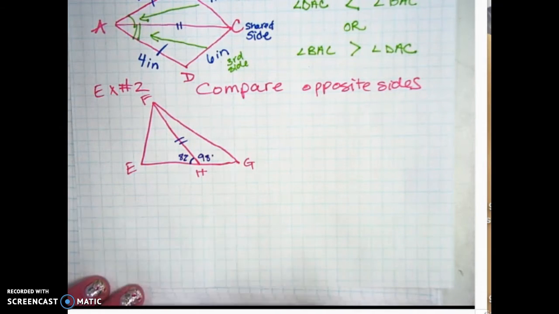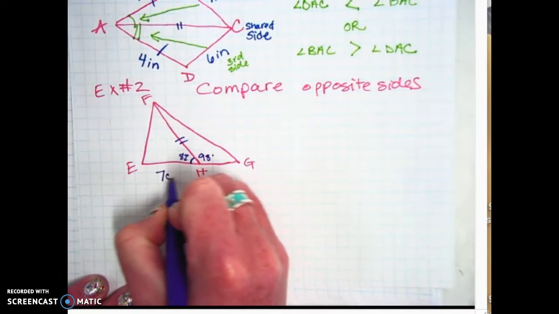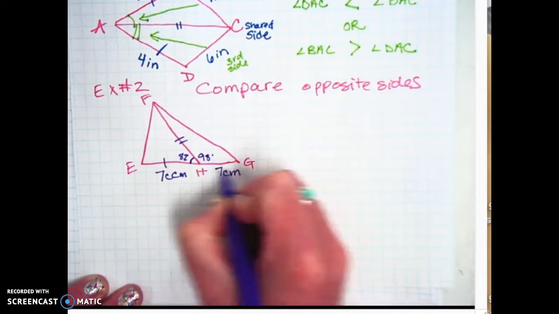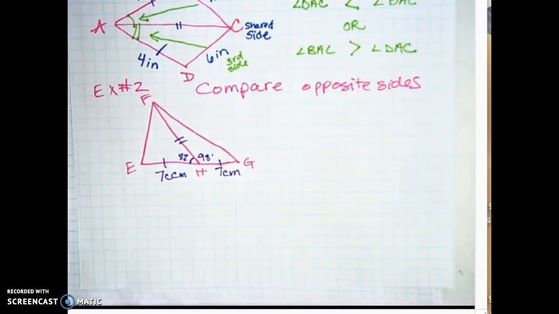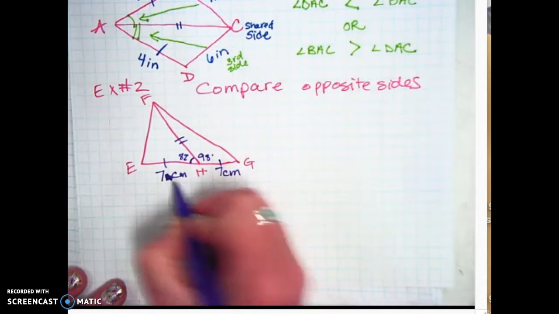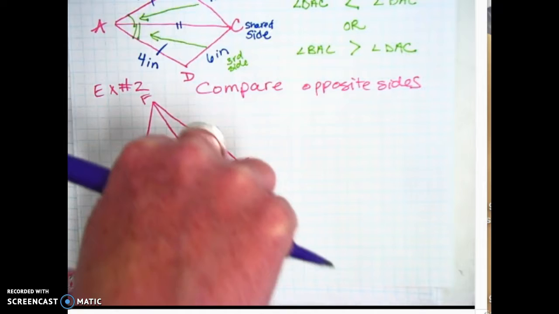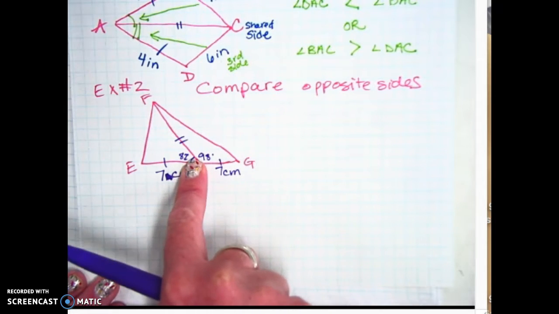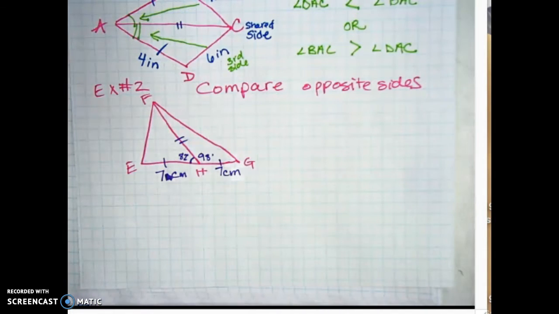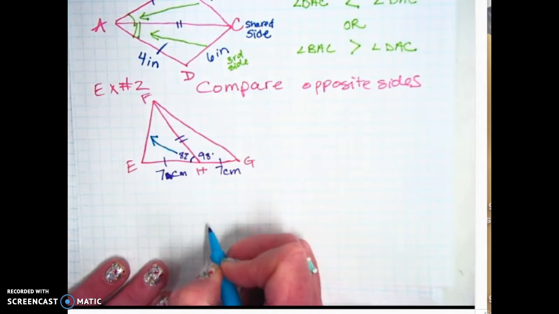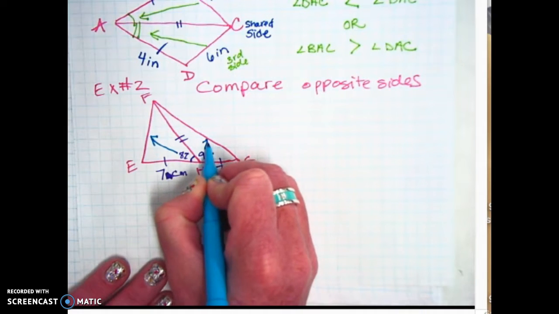Okay, and we need to know, this side right here is 7 centimeters, and this side right here is 7 centimeters as well, so we're going to get some congruent sides. I wrote 2 C's, just one per centimeter, okay? So we have these 2 sides congruent to these 2 sides. We have the included angles, so we need to compare the opposite sides. So opposite the 82 degrees would be this side, and opposite the 98 degrees would be this side.